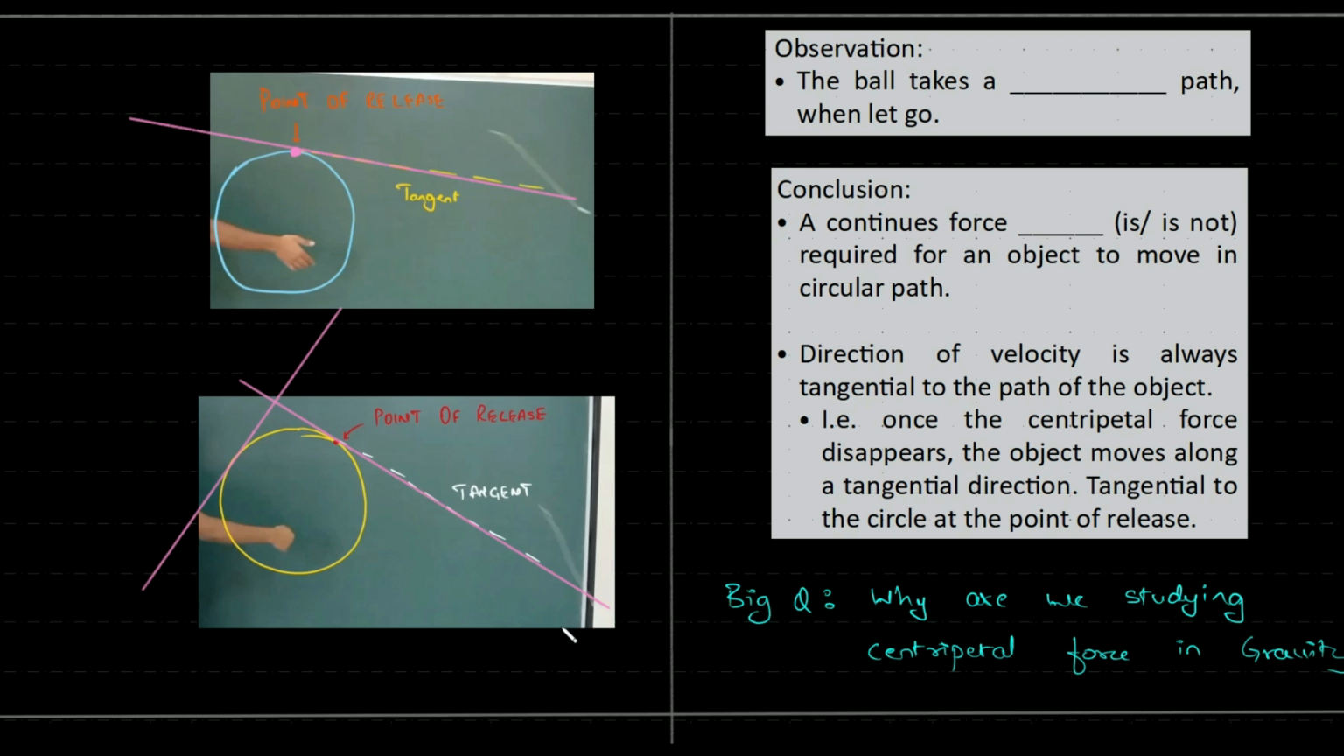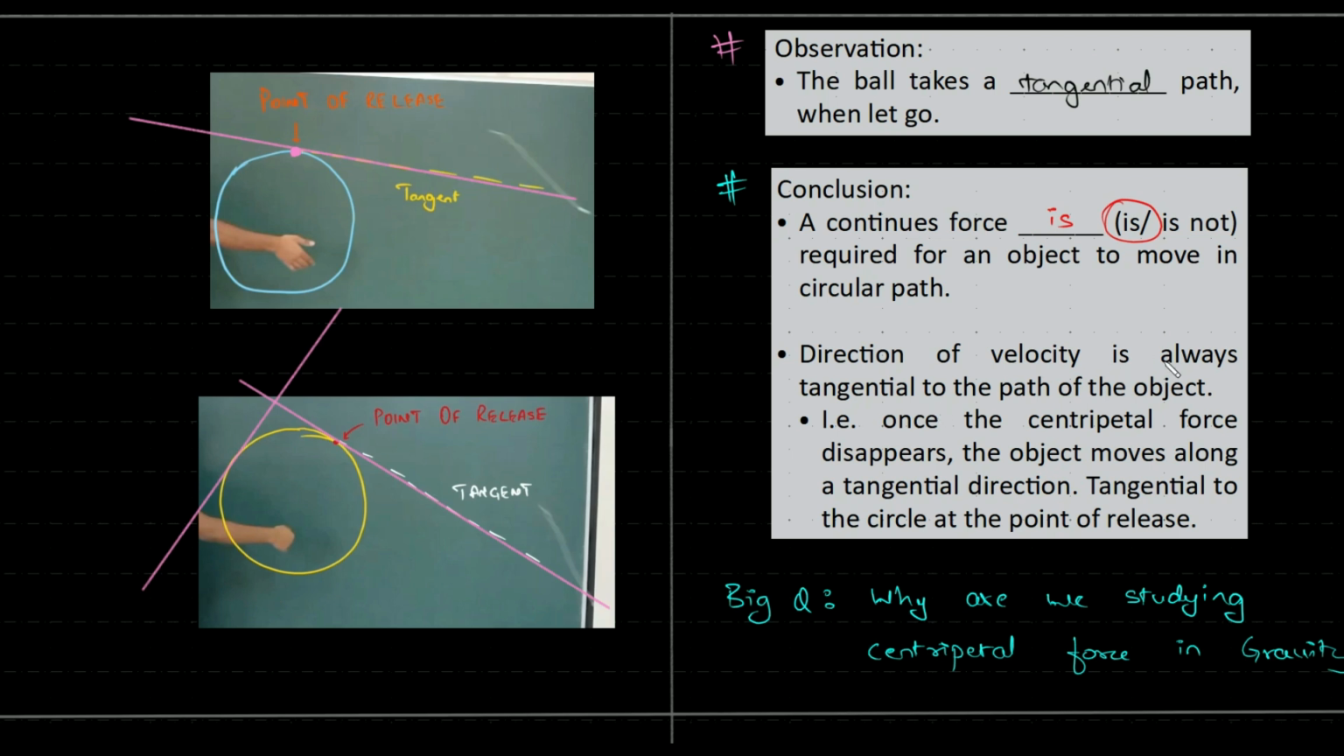Right? Okay, we'll not go into that. You will get confused. As of now, we are trying to understand one key point, that is, the ball takes a tangential path when let go. Clearly, it takes a tangential path. Right? So what can we conclude? A continuous force is required for an object to move in a circular path. Do we need a force for an object to move in a circular path? Yes, we need a continuous force for an object moving in a circular manner.